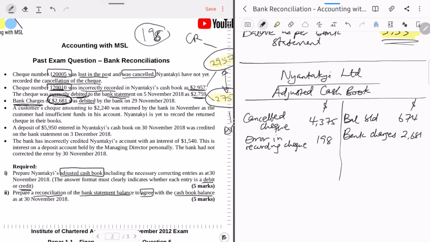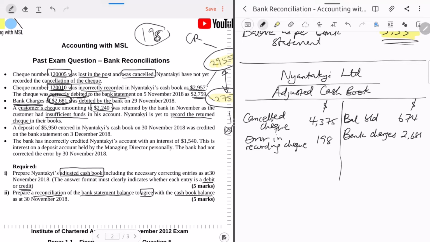2681. Perfect. Let's continue. A customer's check amounting to 2240 was returned by the bank in November as the customer had insufficient funds in his account. Nyantechi is yet to record the returned check in their books. Let's break this down to the barest level possible. If a customer's check has been returned to you, this is what it means.